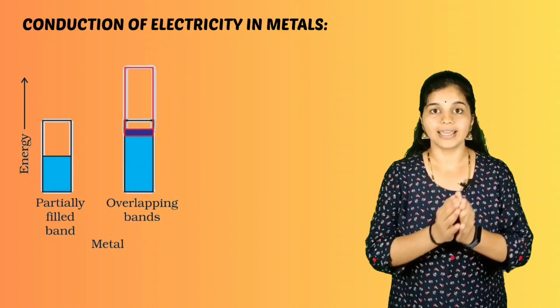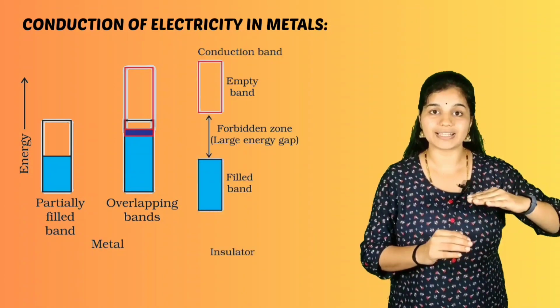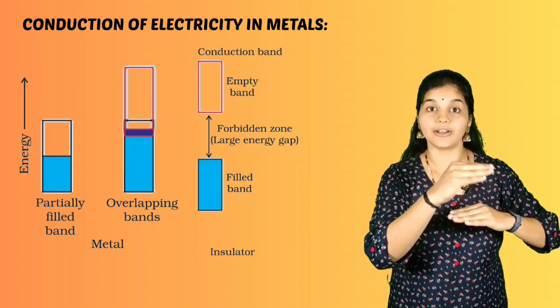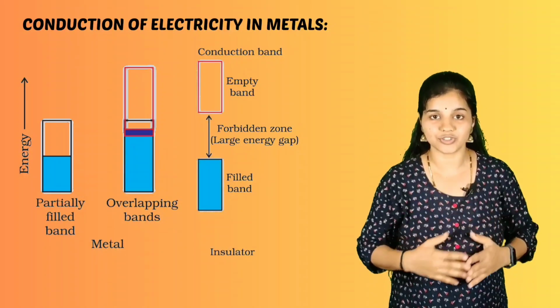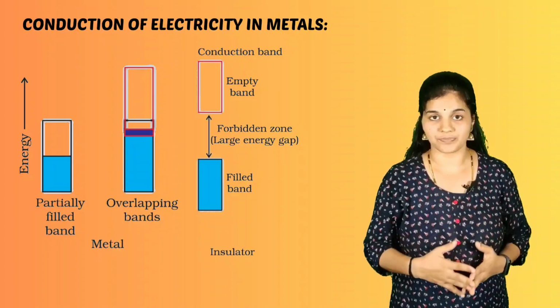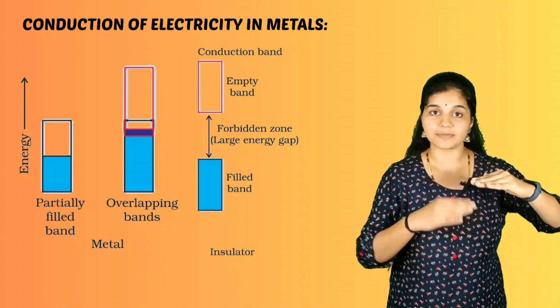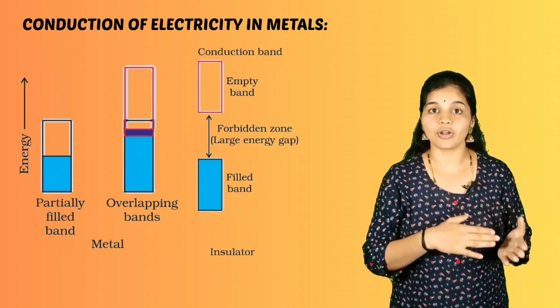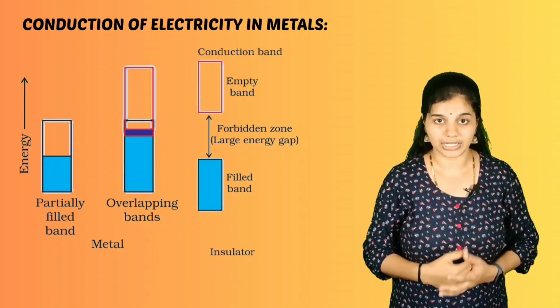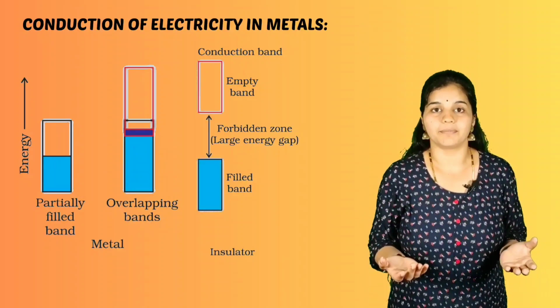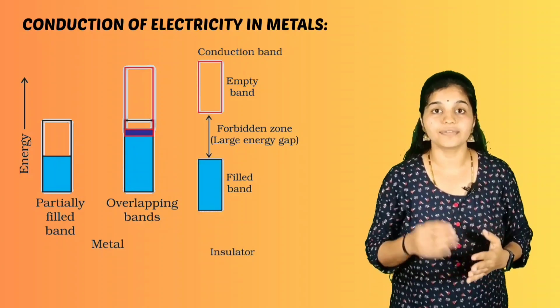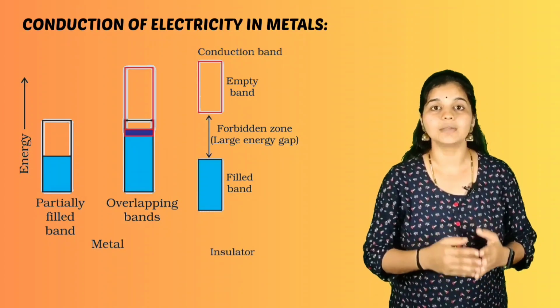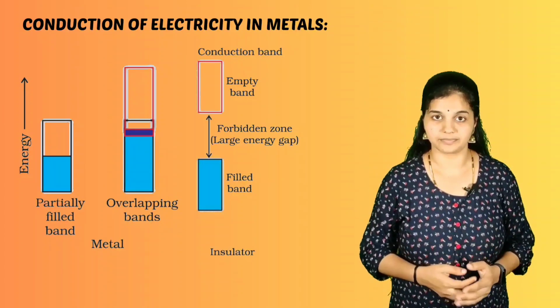On the other hand, if the gap between the filled valence band and the next higher unoccupied band, that is the conduction band, is large, electrons cannot jump from the valence band to the conduction band. So what will happen? The substance will have small conductivity and it behaves as an insulator. Hope you have understood how conductors and insulators conduct electricity.